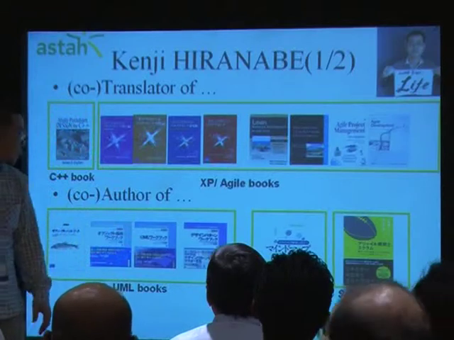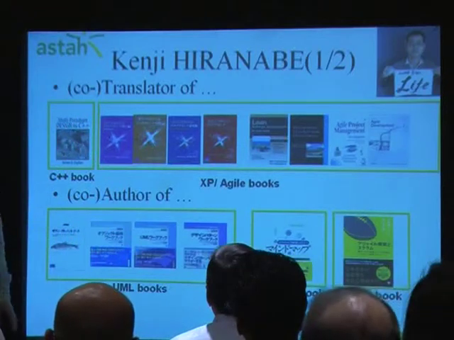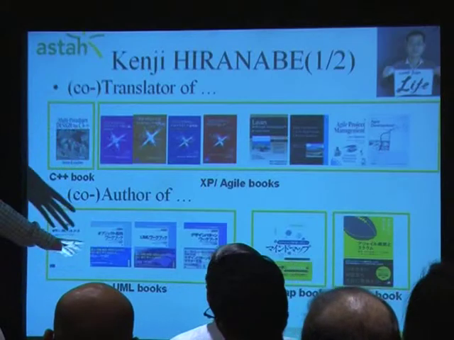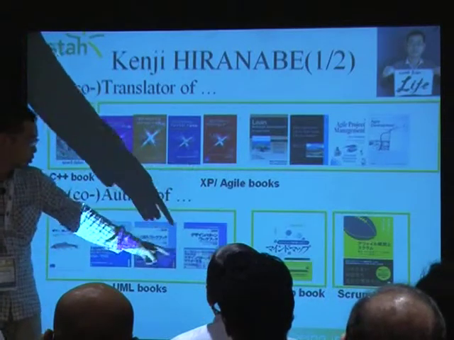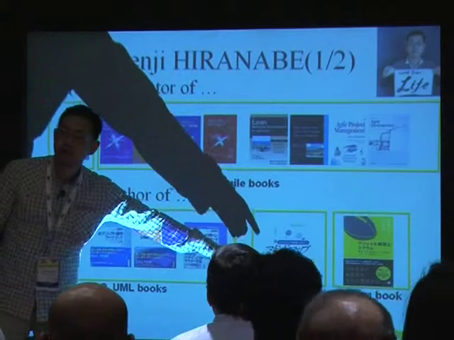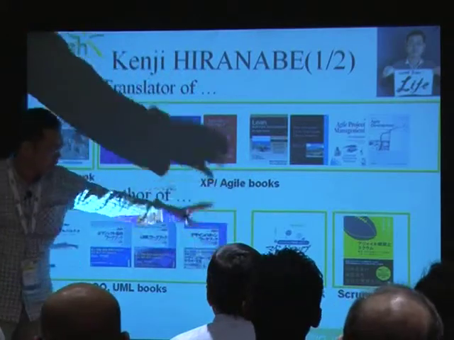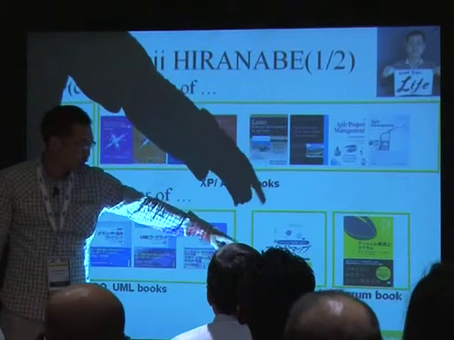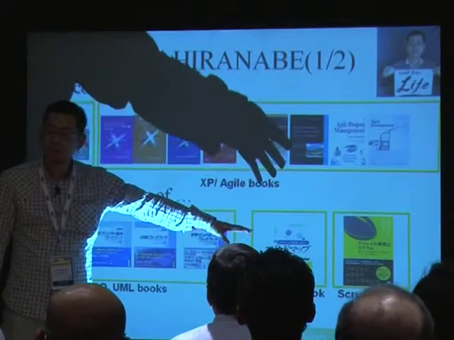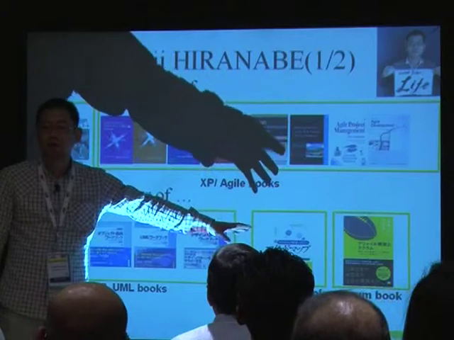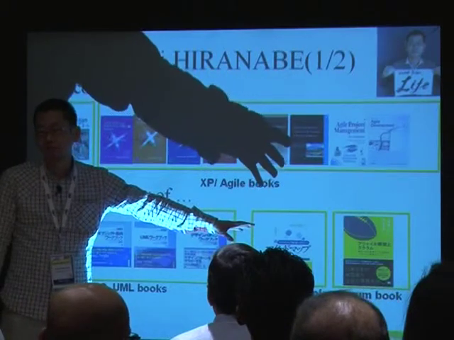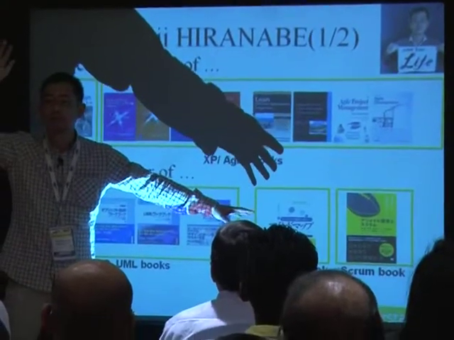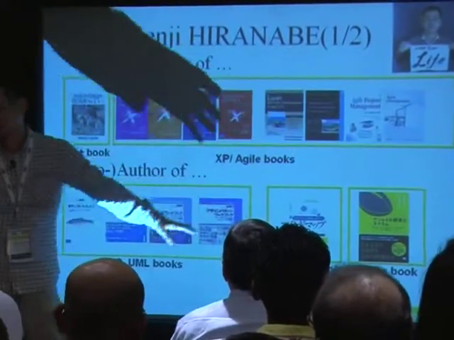And I am also a writer in Japanese, of object-oriented books, UML books, design pattern books, and a mind mapping book. And I recently published this January Agile Development and Scrum, co-authored with Ikujiro Nonaka. Do you happen to know him, Ikujiro Nonaka? Does somebody know him? Okay, I'll tell you later.